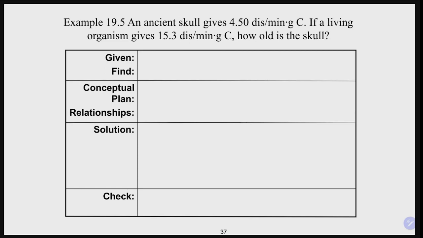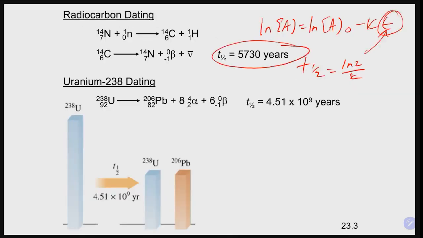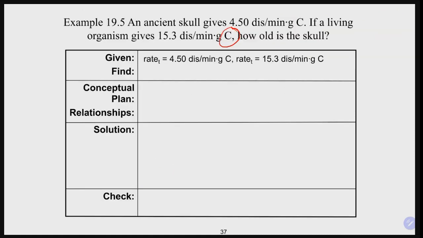A living organism gives 15.3 disintegrations per minute per gram of carbon. We're looking to figure out how old this skull is. The importance of this is that it is carbon, so we want to use the half-life for carbon that we saw on the previous slide. It is right there. We would want to use 5730 for our half-life in this case.